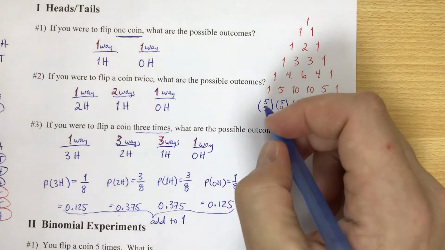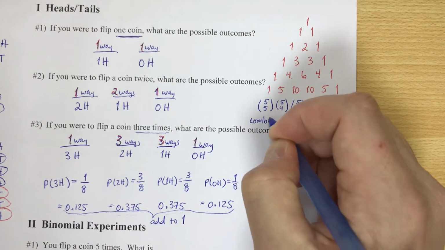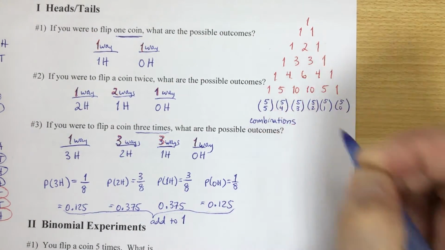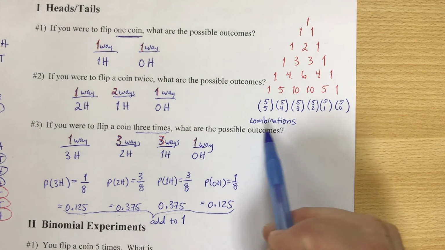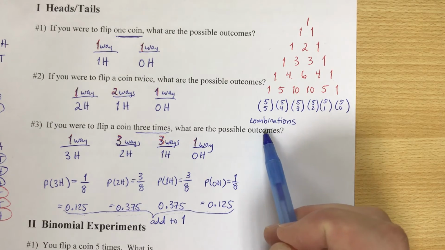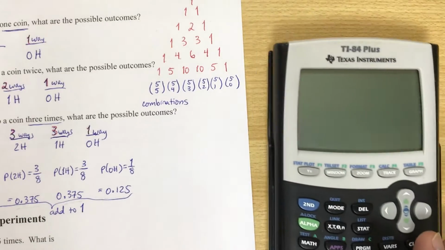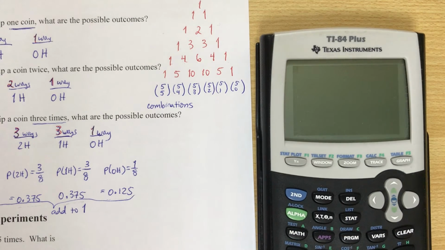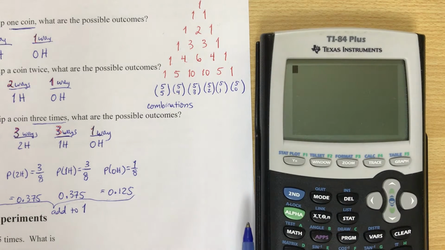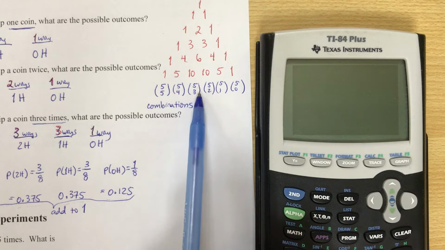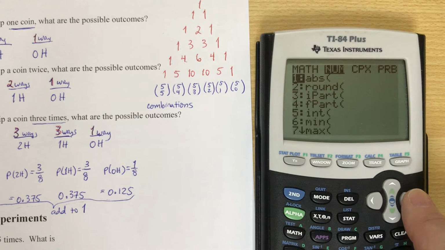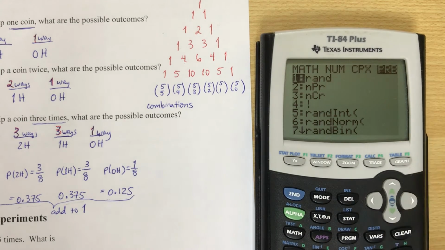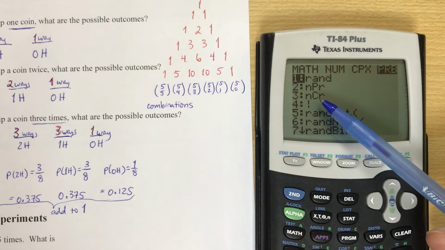Now, these are combinations, if you've studied combinations and permutations. If you haven't studied this, then I have a separate set of notes that talks about combinations and permutations. But to show you on the calculator, I can calculate combinations and permutations. For example, if I do 5 choose 3, I go 5 and then math. I go over to probability, PRB, and notice that number 3 says nCr. That means combination.